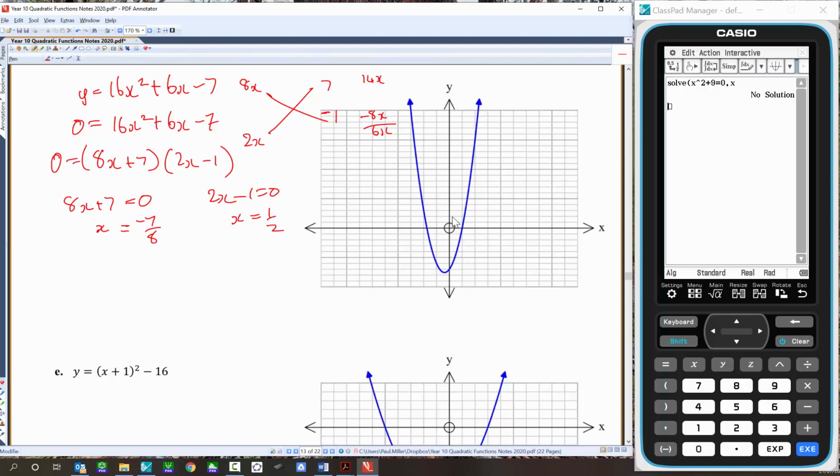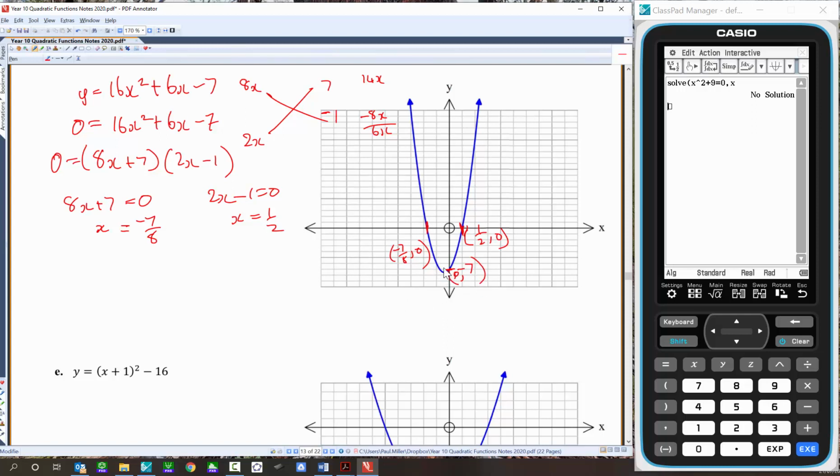All right, so which one's which? Well, obviously this one has to be the half, 0. And this one over here will be negative 7 on 8, 0. All right, our y-intercept, if we look at it, we can just sub in 0, which will be 0 plus 0 take 7. Our y-intercept is negative 7 when x is equal to 0.